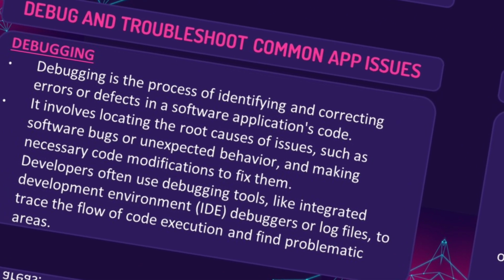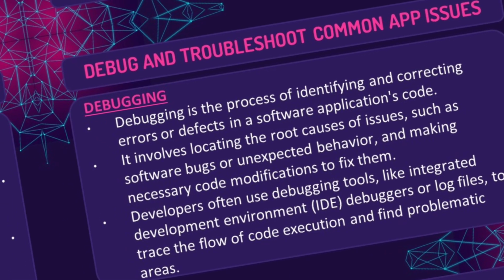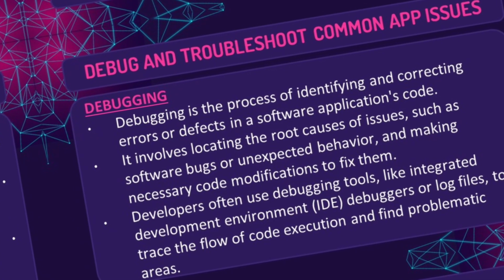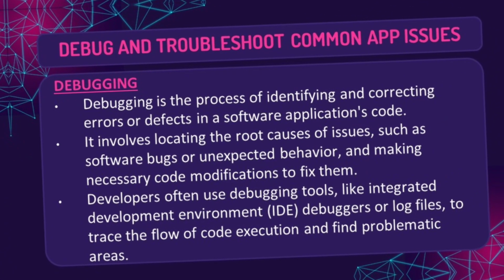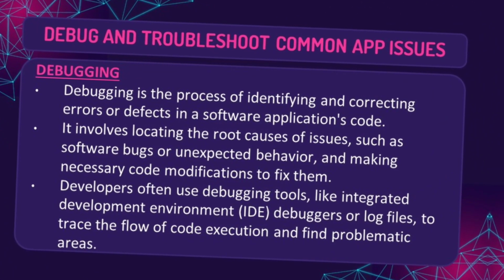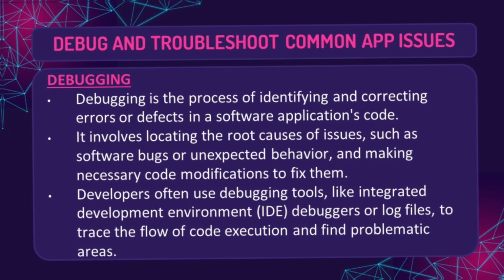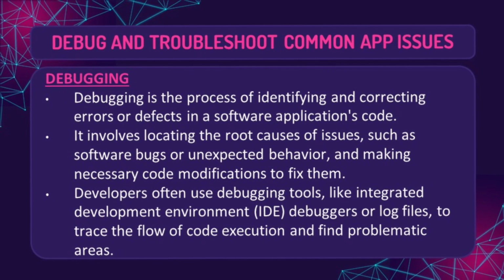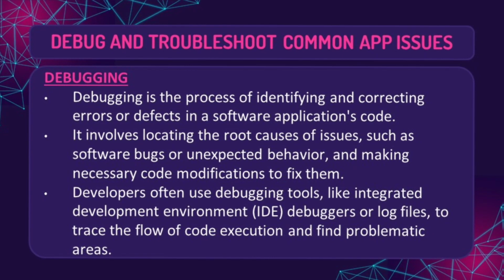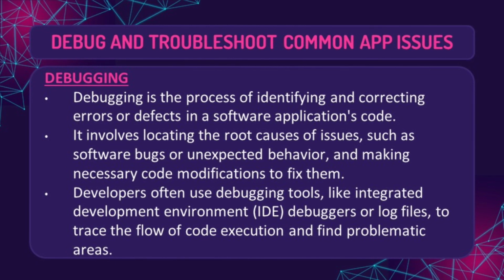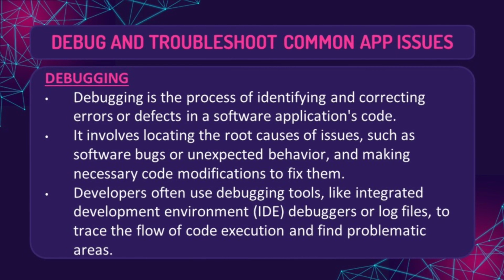First is debugging. Debugging is the process of identifying and correcting errors or defects in a software application's code. It involves locating the root causes of issues such as software bugs or unexpected behavior and making necessary code modifications to fix them. Developers often use debugging tools like Integrated Development Environment or IDE, debuggers or log files to trace the flow of code execution and find problematic areas.